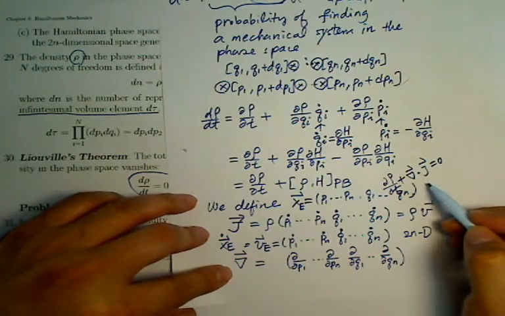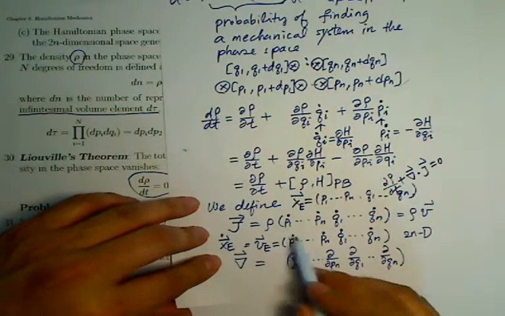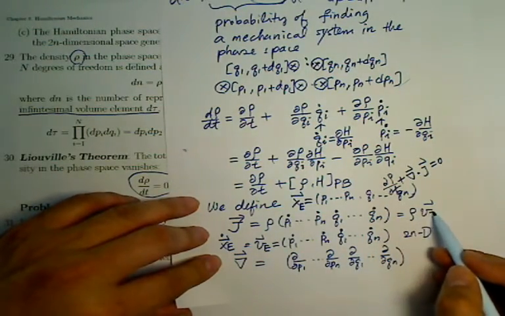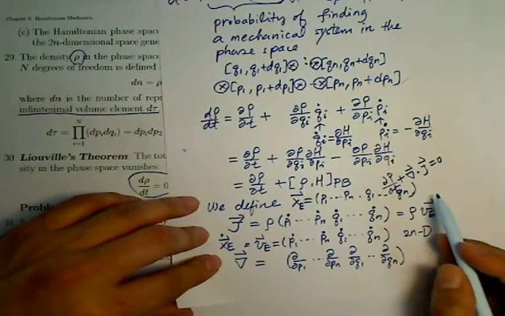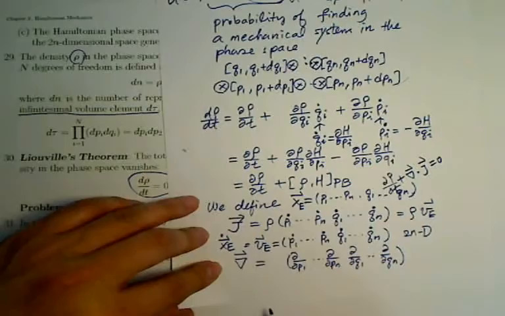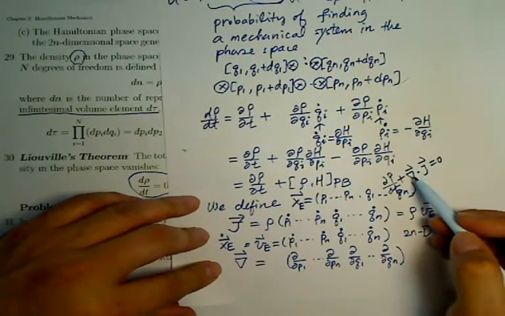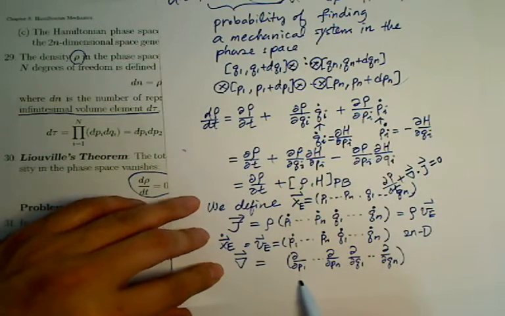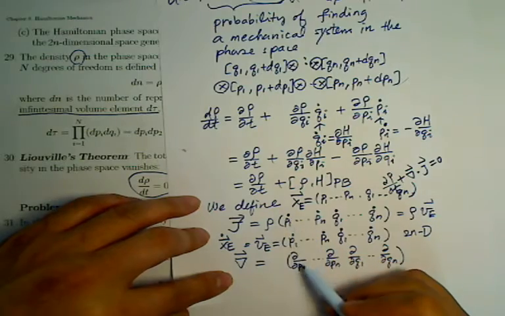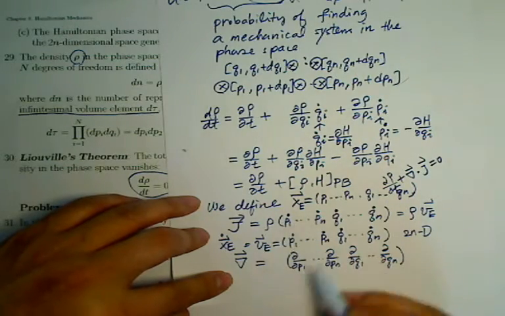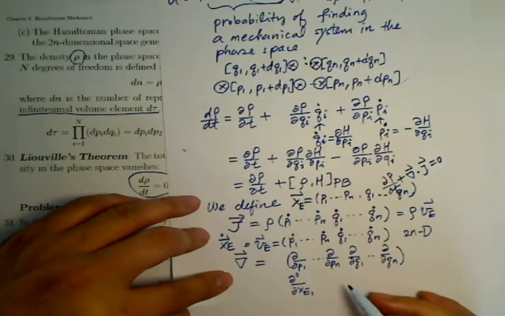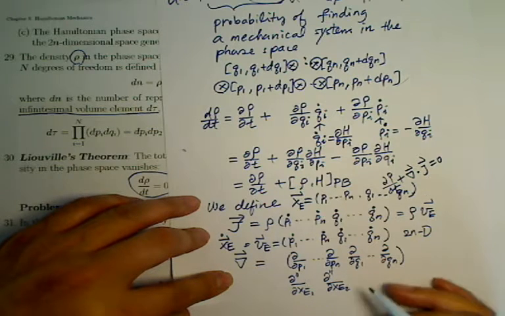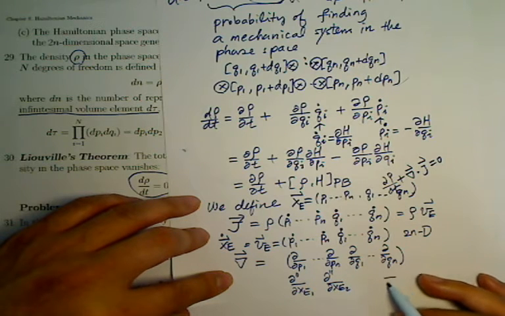And in here, this divergence of J is a 2n-dimensional quantity, right? And just like that, this gradient is again a 2n-dimensional object. This is the derivative with respect to the first Euclidean coordinate. This is the derivative with respect to the second Euclidean coordinate, and so on.